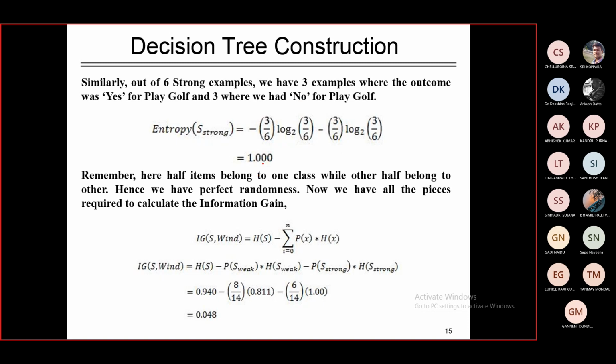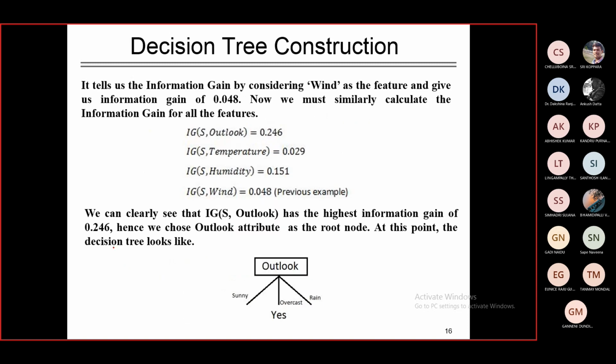That means the randomness or uncertainty is very high. So in this case, the information gain for the wind attribute is 0.048. This value is the information gain for the wind attribute. Now, similarly, we will get the information gain for the outlook attribute, the temperature attribute, and the humidity attribute, and we have already computed it for the wind attribute.